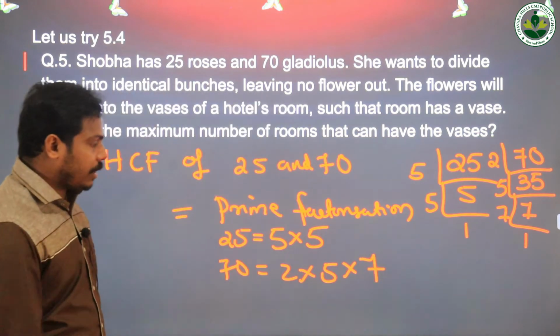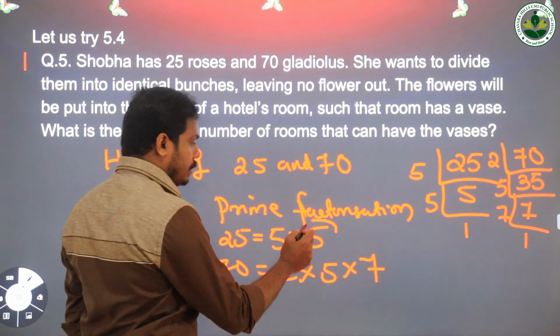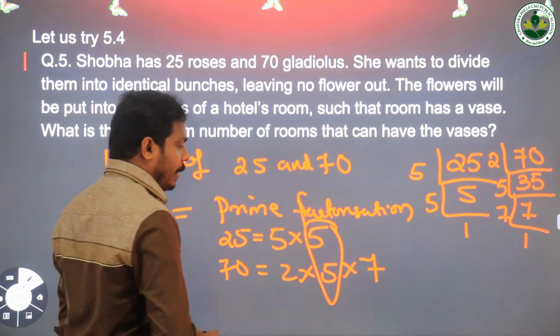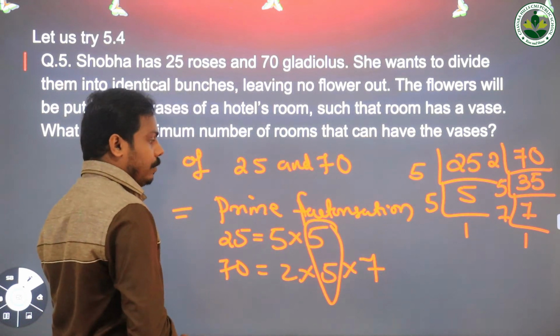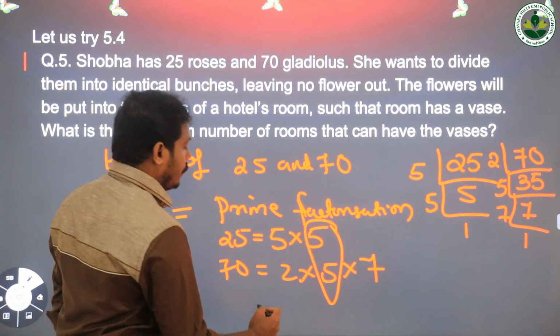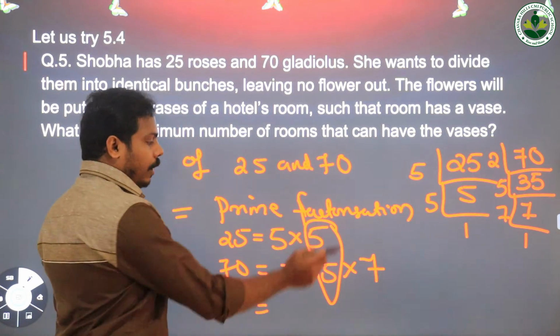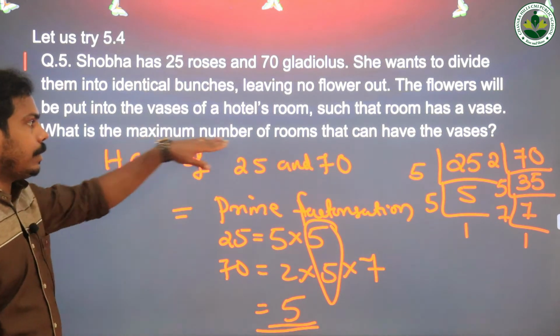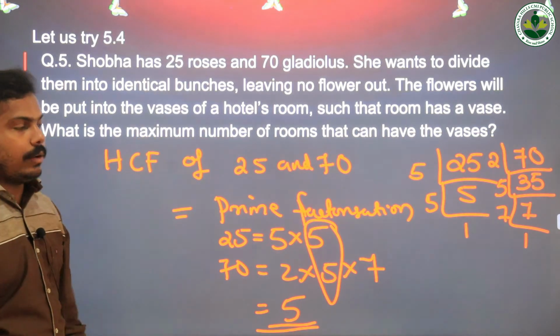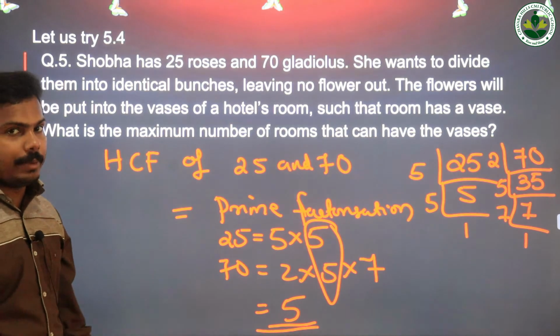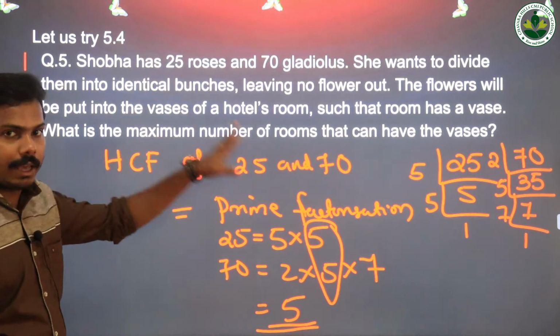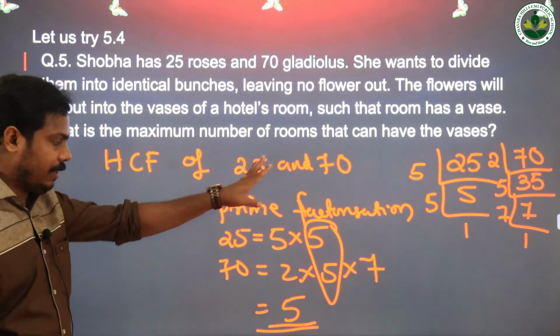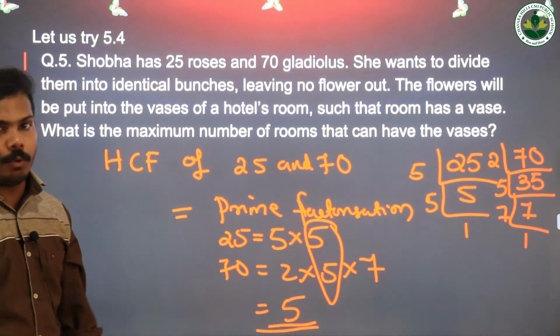From these two prime factorizations we get 5 as the common factor of these two numbers, and we take one from each pair. So we get 5. So the maximum number of rooms that can have the vases is equal to 5. That means she can place vases in 5 rooms.